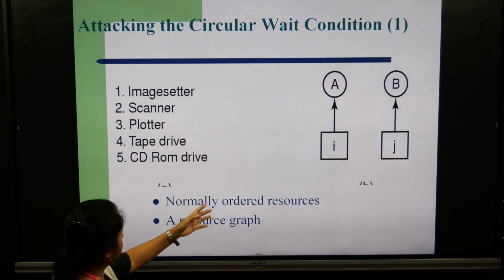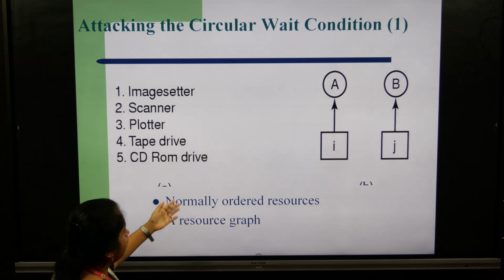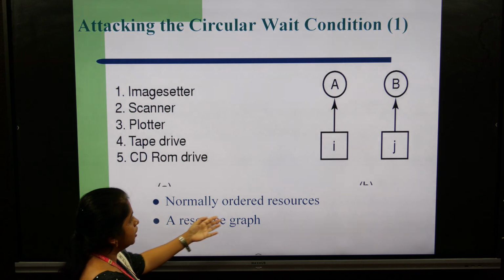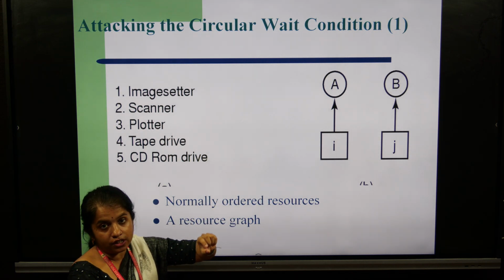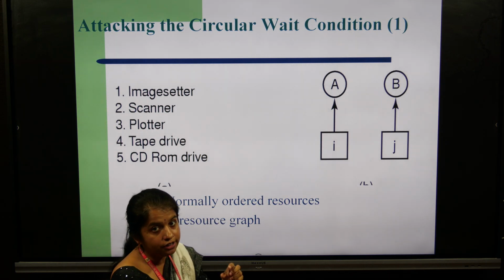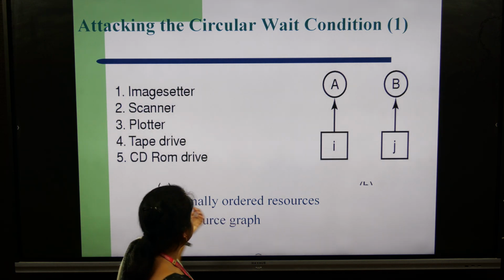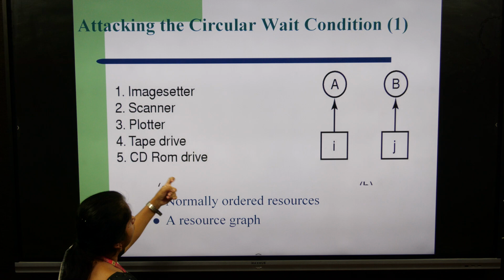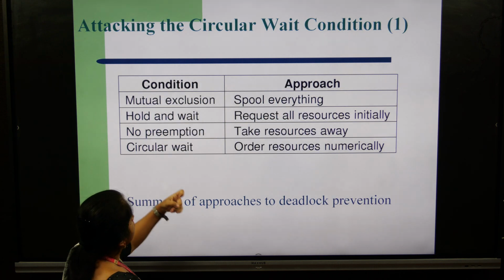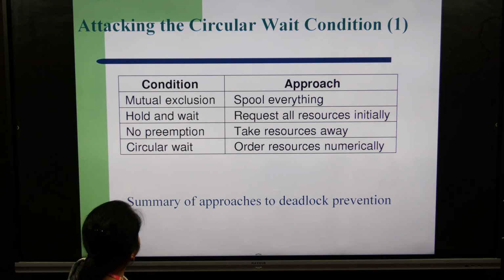Then here comes the circular wait. Normally ordered resources, a resource graph. You'll have a directed graph wherein all the processes and resources are given. If those processes and resources form a circular wait, then you'll have that condition.